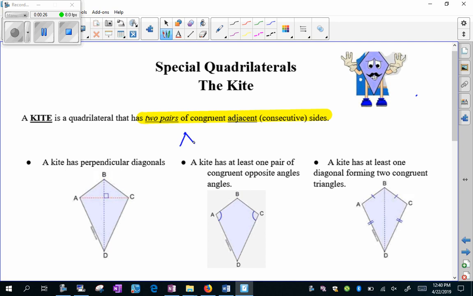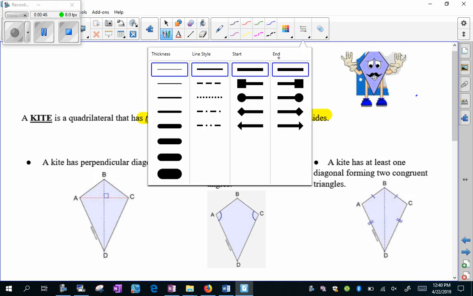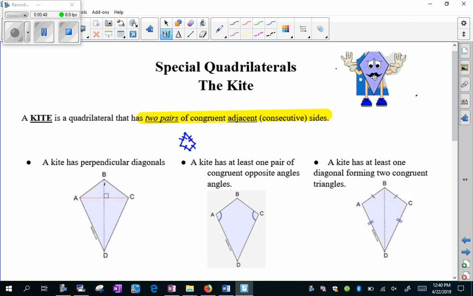I have my consecutive sides that are going to be congruent. All right. And I'm going to put 2 marks there, showing that those sides are congruent. The kite also has perpendicular diagonals, so we know what happens when our diagonals are perpendicular. And let's give another color there. They form right angles. So the diagonal, the other diagonal, they're perpendicular to each other.